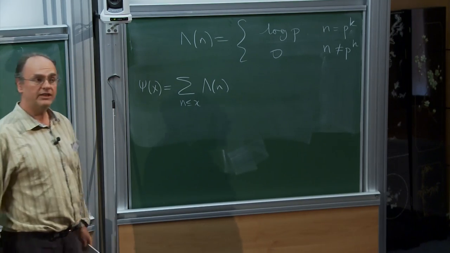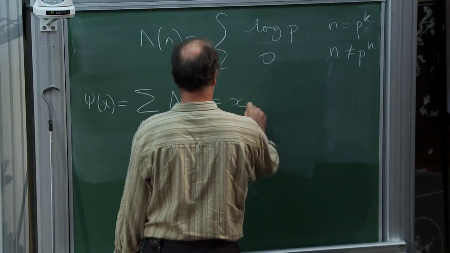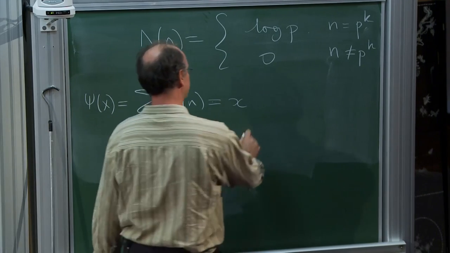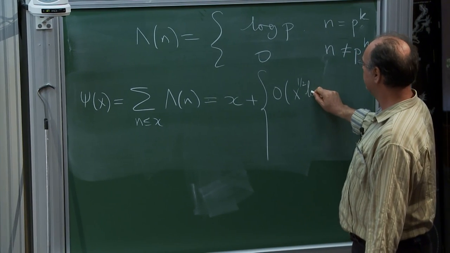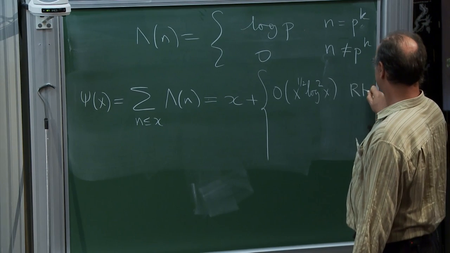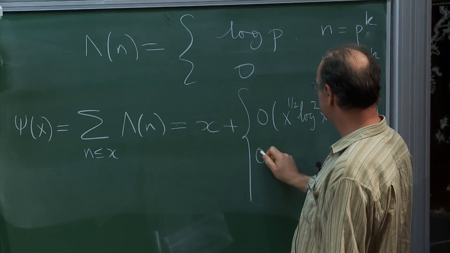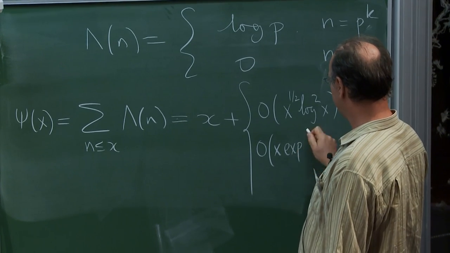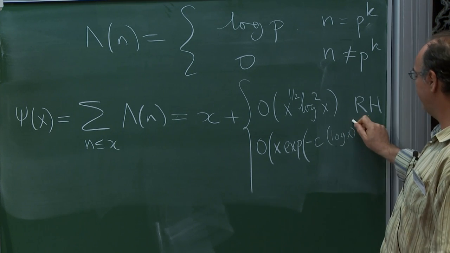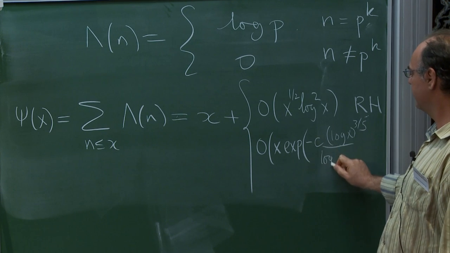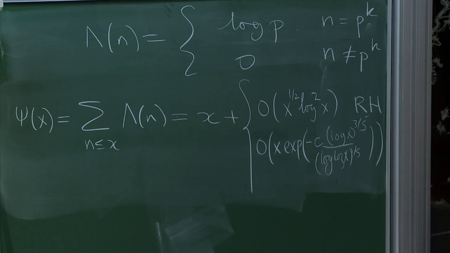And instead of x over log x expected, with some error term, or really the integral of dt over log t, we expect the main term of x. And then the question is, what error term? Let me give two, maybe three. We get big O of x to the half log squared x if we assume the Riemann hypothesis. We'll get into the Riemann hypothesis a little later today. The best result known is due to Korobov and Vinogradov, and it's x times exp of minus c log x to the 3/5 over log log x to the 1/5. This is unconditional, and that's the best result known, up to the constants.